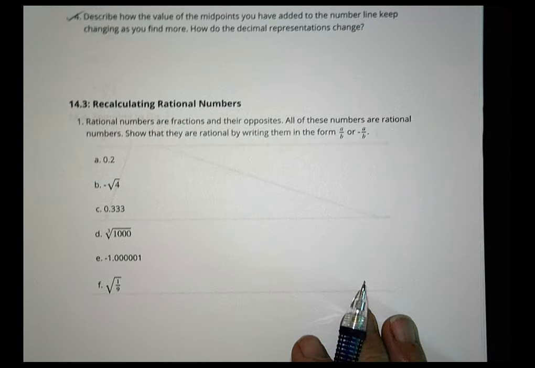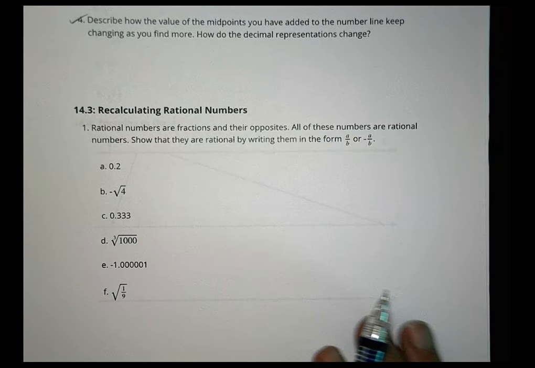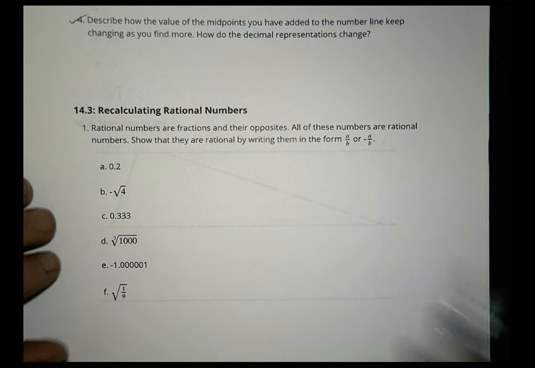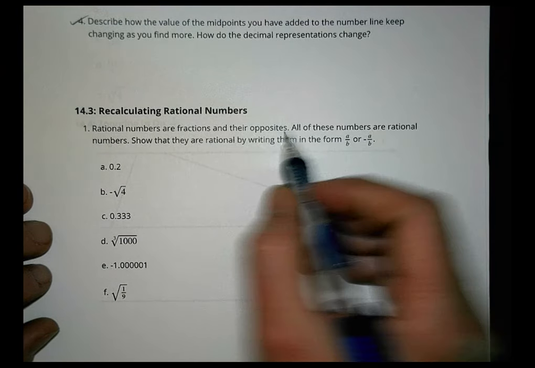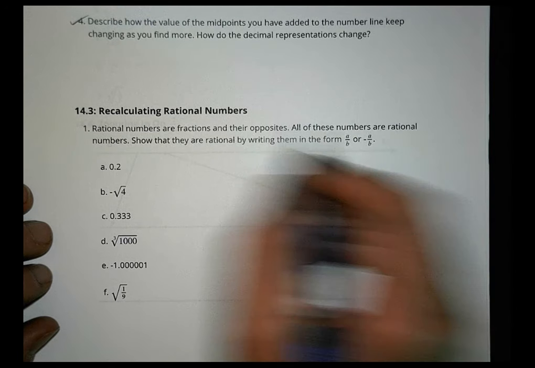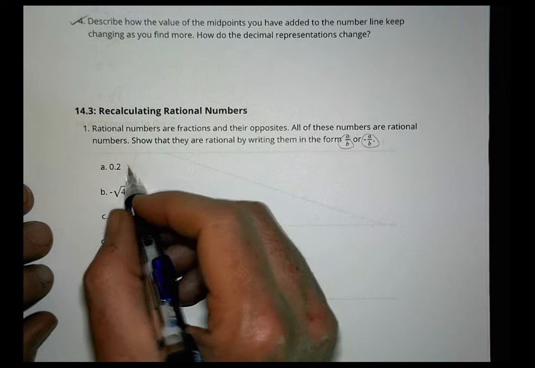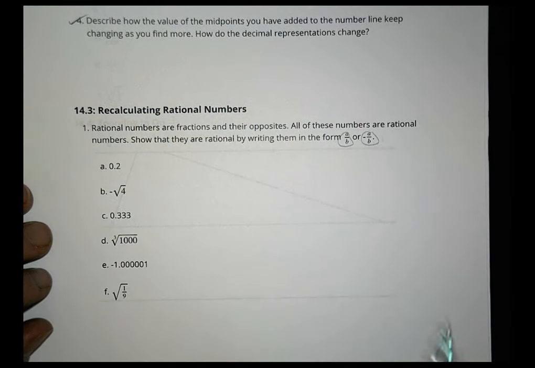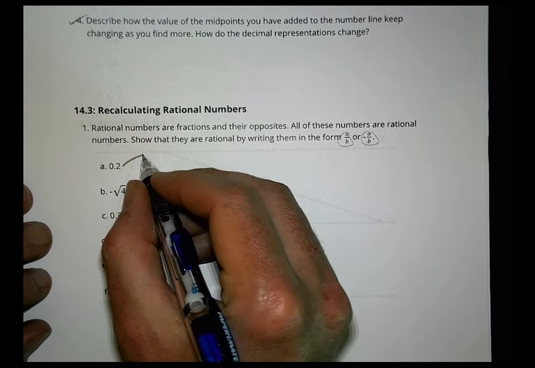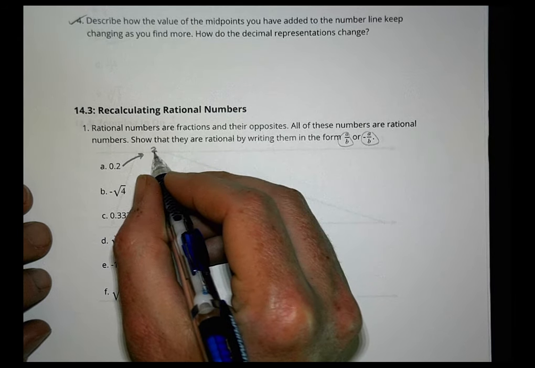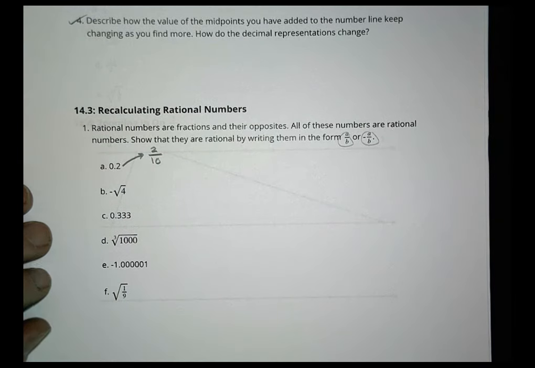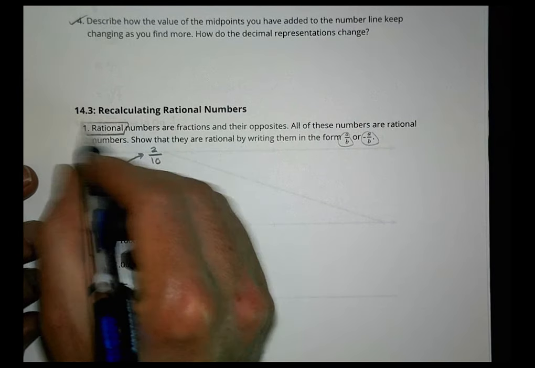So moving on to 14.3, recalculating rational numbers. Rational numbers are fractions and their opposites. All these numbers are rational numbers. Show they're rational by writing them in the form of a over b or negative a over b. So we want to turn these decimals and radicals into fractions. So 0.2 is the same as 2 tenths. Now we have it as a fraction, showing that it is a rational number.